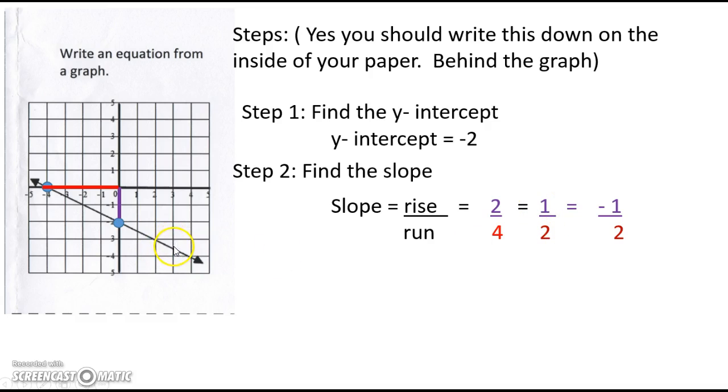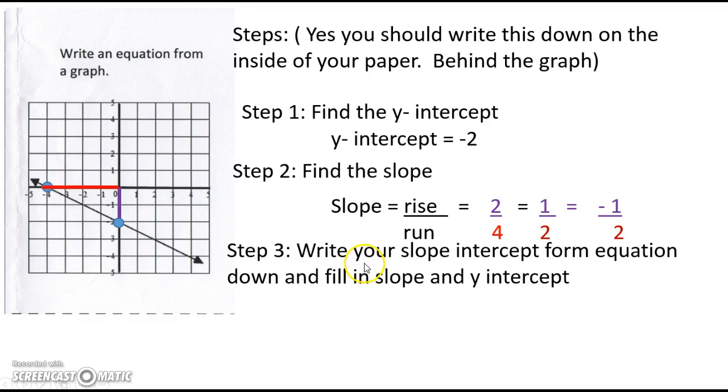Now, if you notice, my slope is pointing towards the negative side, or it's decreasing. It's a negative slope. It needs to be -1/2. So you're going to write your slope-intercept form equation down and fill in the slope and the y-intercept. Y equals mx plus b. M is your slope. Your slope is -1/2, so I put it right there. B is your y-intercept. My y-intercept was -2. I put it right there.